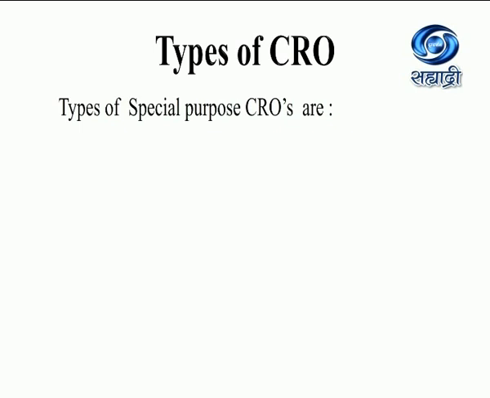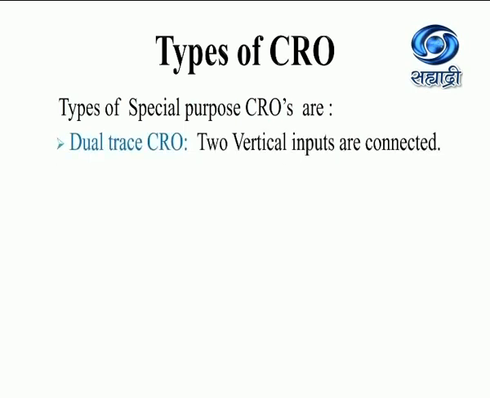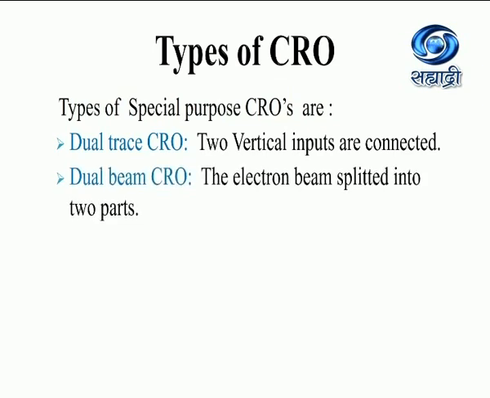There are types of CRO which are usually available in the market, and special types of CROs are available. The first one is the dual trace CRO. In this type of CRO, two vertical inputs are connected, so we have two traces. After that, there is one special CRO called the dual beam CRO. In this CRO, the electron beam is split into two parts, and then we get two beams on the screen.